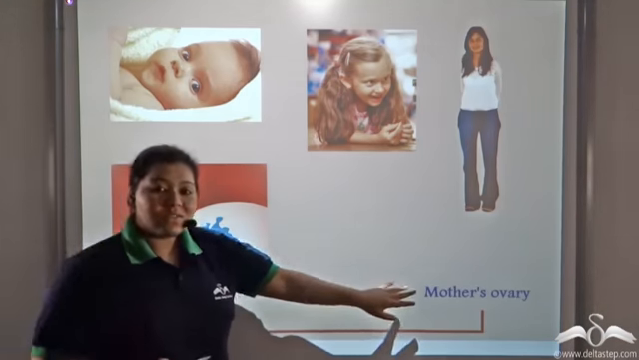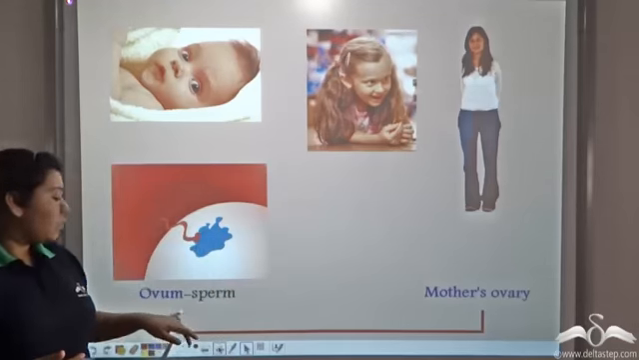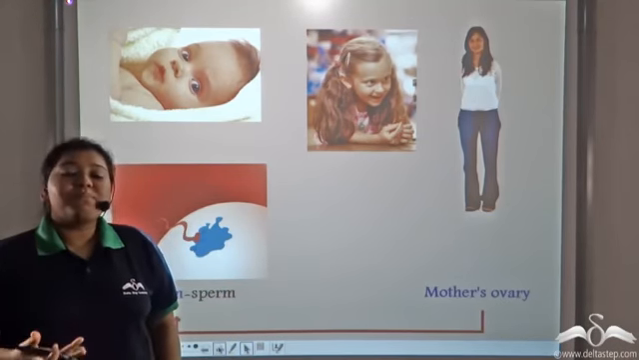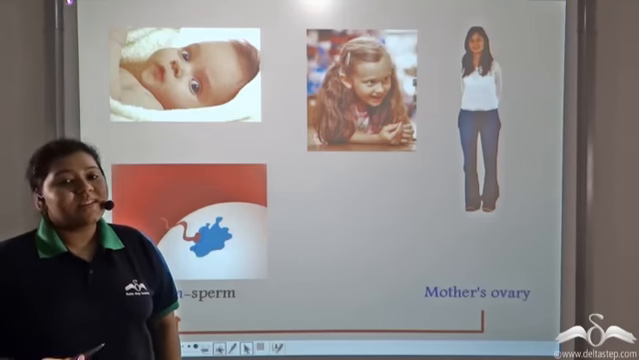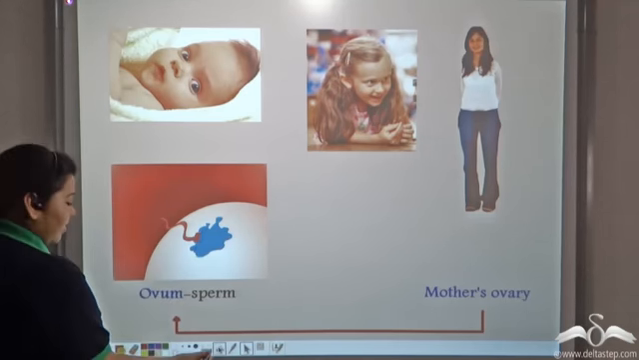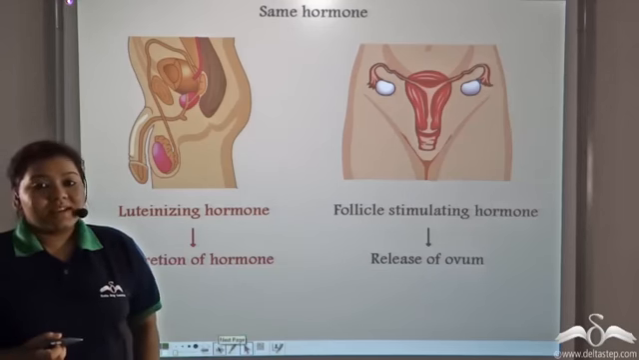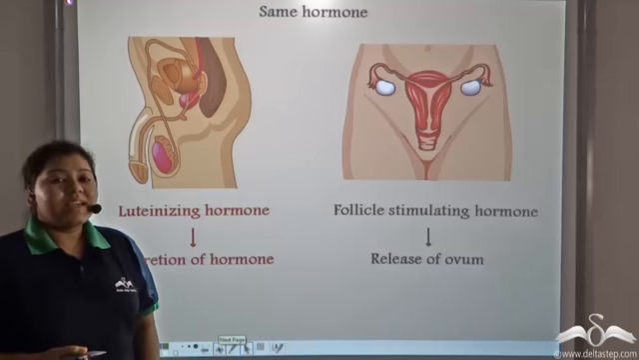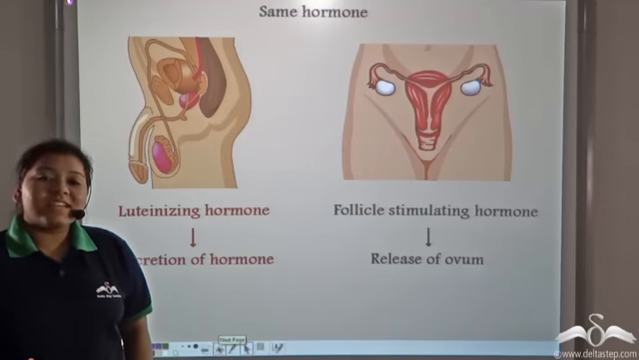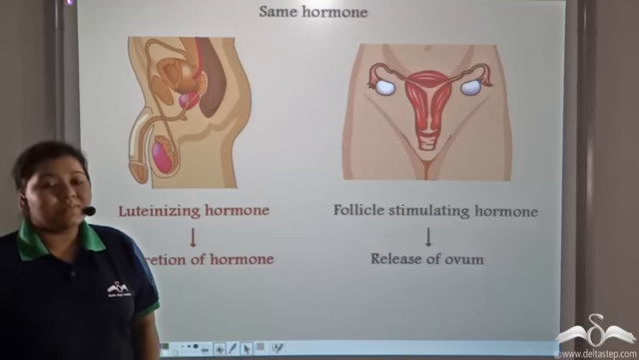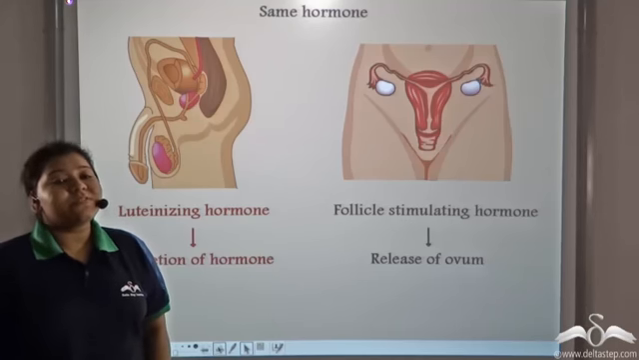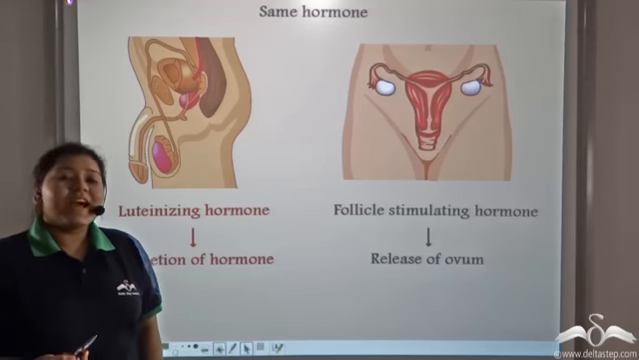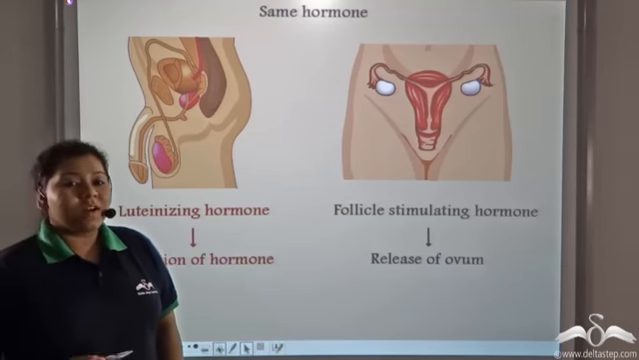Now, the mother's ovary produces the ovum. So, the ovary is the primary reproductive organ in a female. The same hormones that are present in the male body, which facilitate the generation of testosterone and sperms, are also responsible for the generation of the female sex hormone estrogen and the female reproductive cell ova.